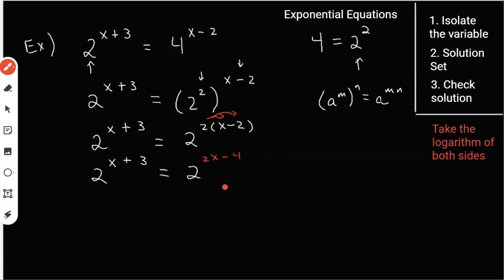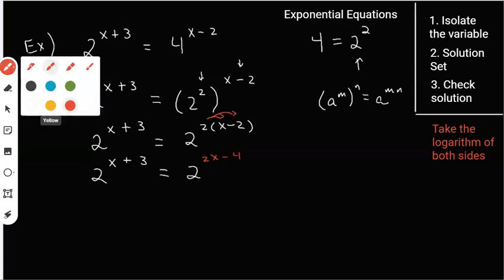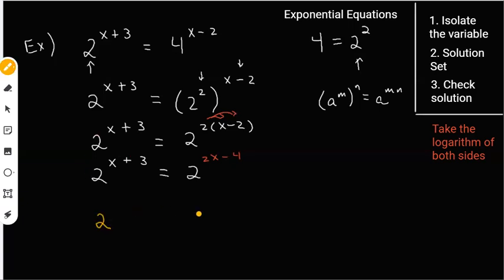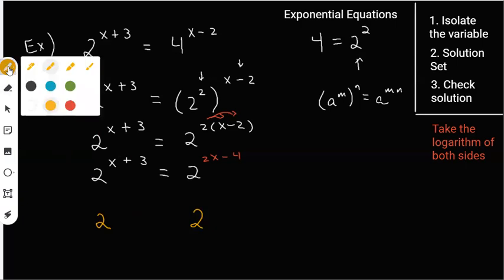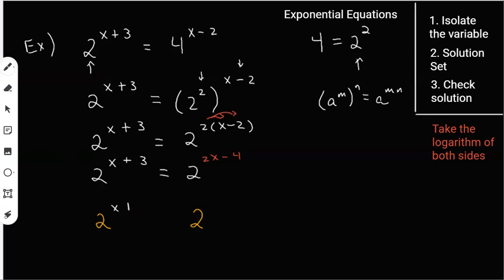Okay, so now notice that we have the same base. We have the same base right here. But we do have different exponents, right? So what I'm going to do is I'm going to set the exponents equal to each other because we have the same base. So I bring down the exponents and I have x plus 3 is equal to this exponent, 2x minus 4.